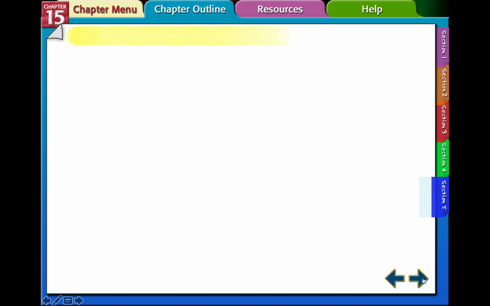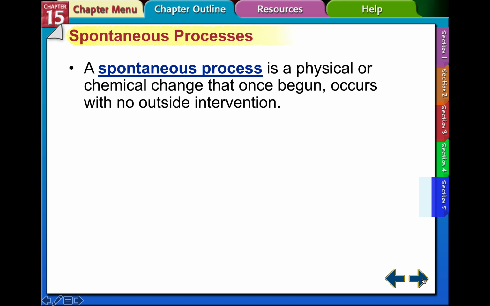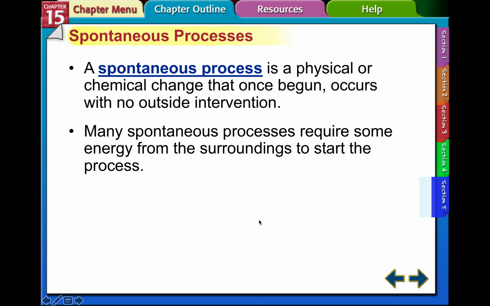All right. So, what is a spontaneous process? Well, it is a physical or chemical change that once begun occurs with no outside intervention. That is once it occurs. Doesn't matter if something starts it. It's just once it does start, nothing will intervene. So with this, most spontaneous processes require some energy from the surroundings in order to start that process.